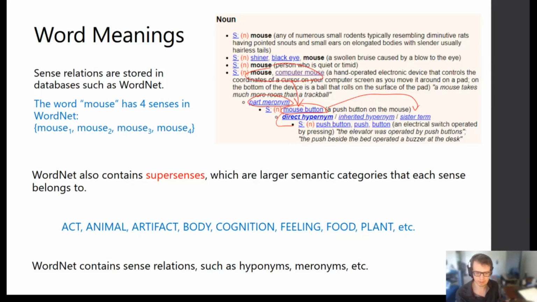WordNet also contains larger categories. So for each word, you know if it's an act, an animal, an artifact, a body, a feeling, food, plant, and so on. Just to have as much information as possible that a computer can draw from. So this is like a giant database of words, like a giant thesaurus that a computer can use to help analyze word meanings.